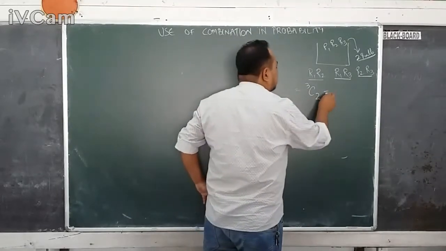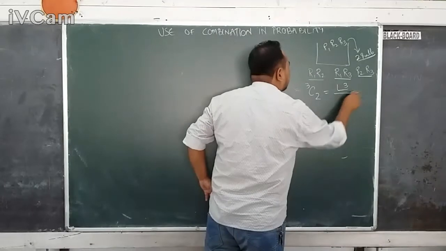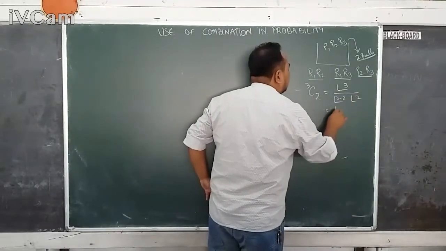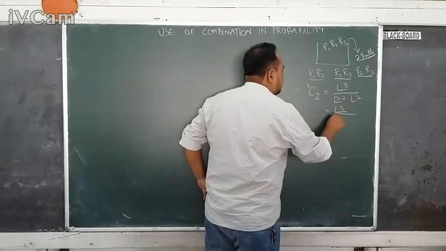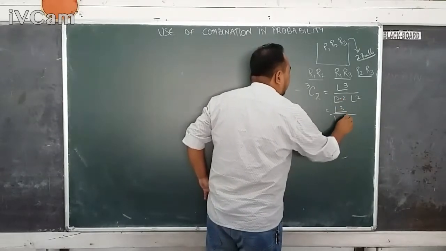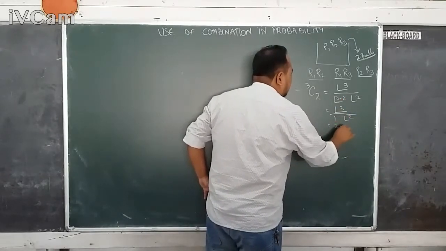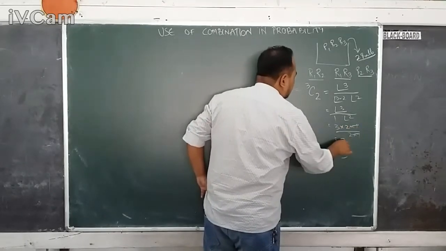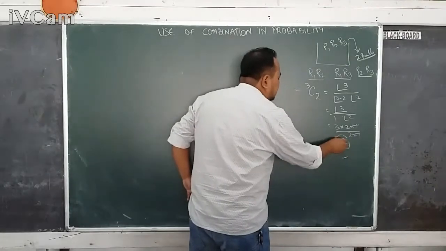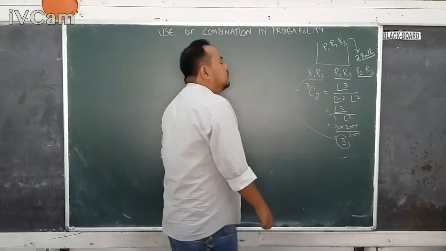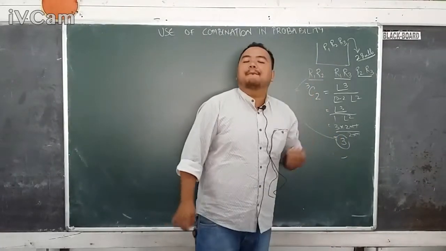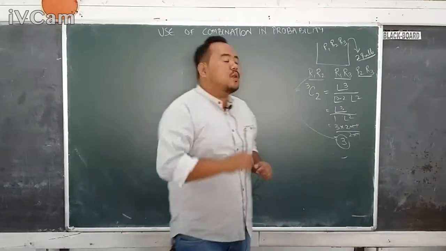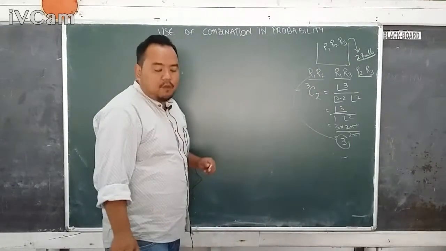3C2 is going to be 3 factorial divided by (3 minus 2) factorial into 2 factorial. So that is 3 factorial divided by 1 factorial into 2 factorial. So 3 factorial is 3 into 2 into 1 and 2 factorial is 2 into 1. So this gets cancelled, so 3. You can get this result directly using a calculator, so you need not write down all the sample spaces. Is that clear? So that is why we use combination in probability.